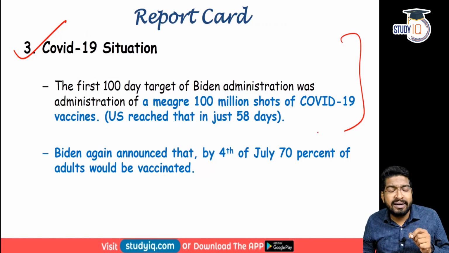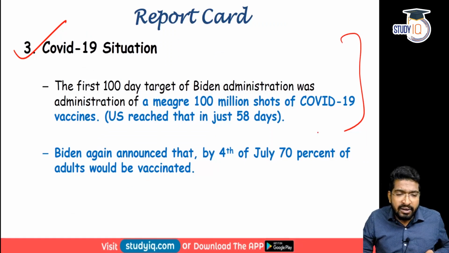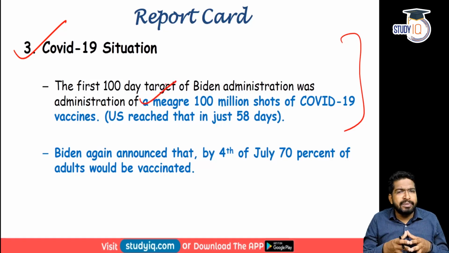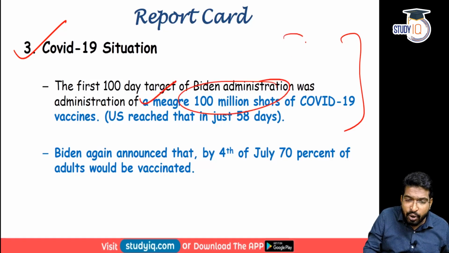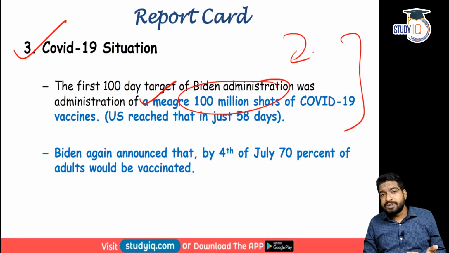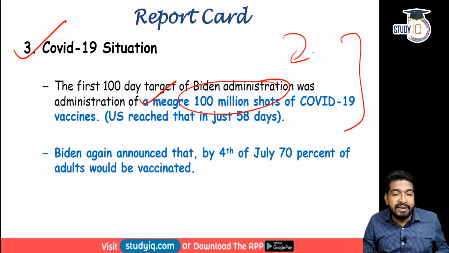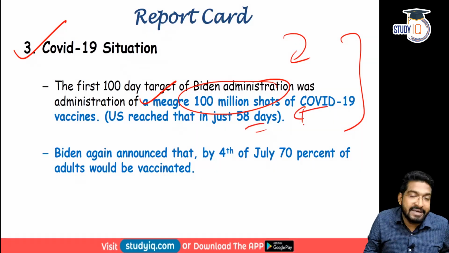And in the first 100 days, Joe Biden went for a very small target, a meager target of 100 million vaccine shots for the first 100 days. And the administration outperformed themselves. 100 million shots were given in just 58 days.